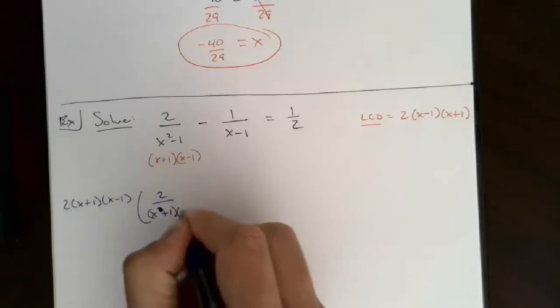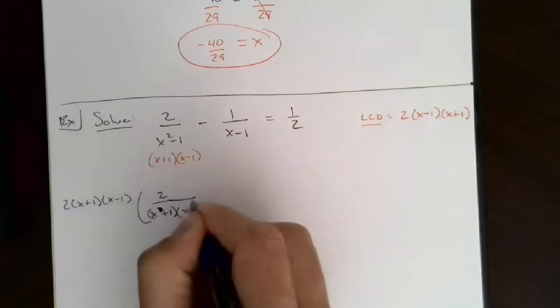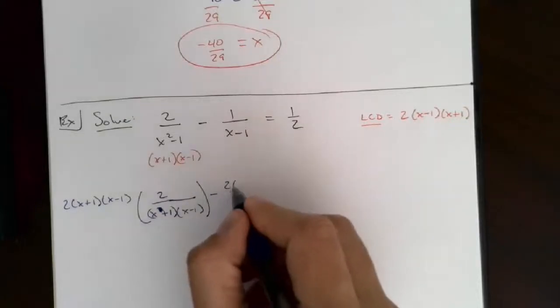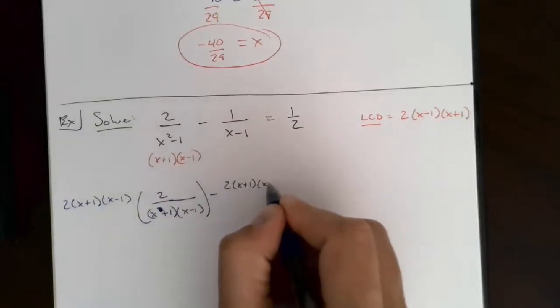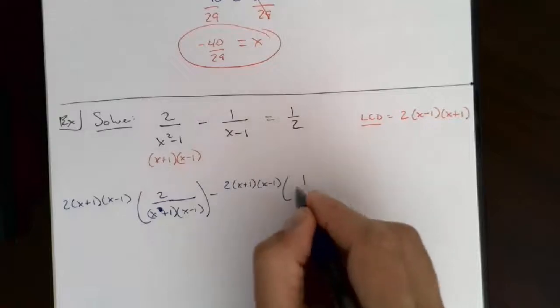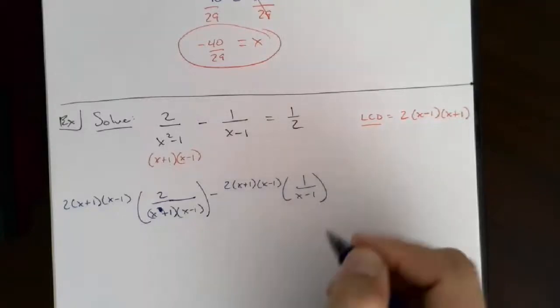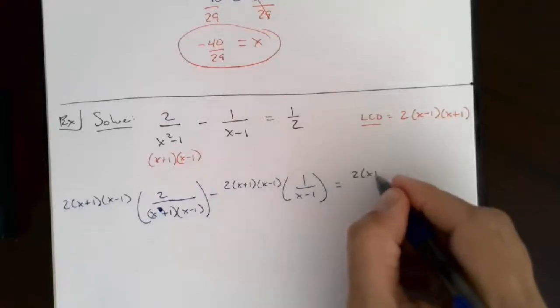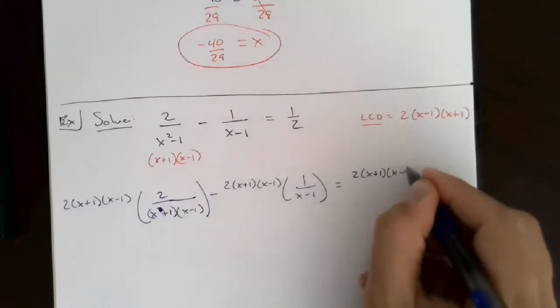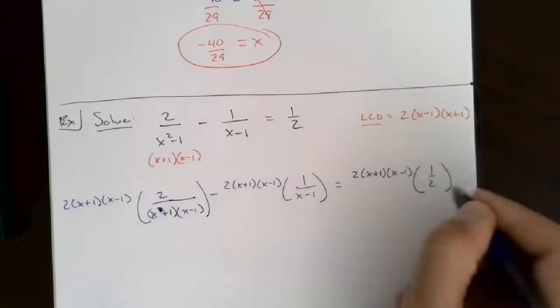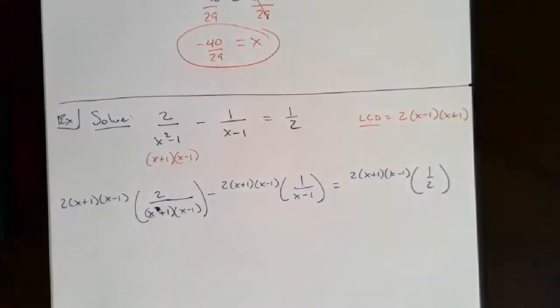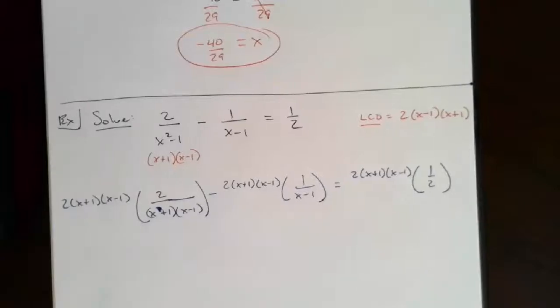So x plus 1 times x minus 1, minus here, again we'll have 2 times x plus 1 times x minus 1 times the 1 over x minus 1, and this is equal to 2 times x plus 1 times x minus 1 times the 1/2. So I just took each term and I multiplied it by 2 times x plus 1 times x minus 1, my LCD. And then what you want to do is use this to clear fractions just like we did before, right?